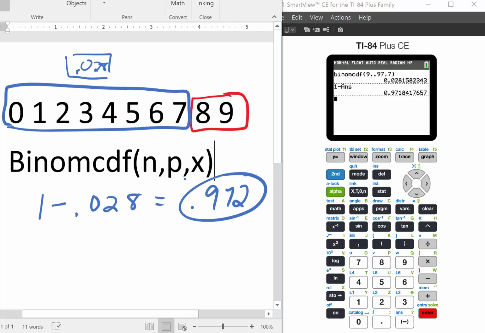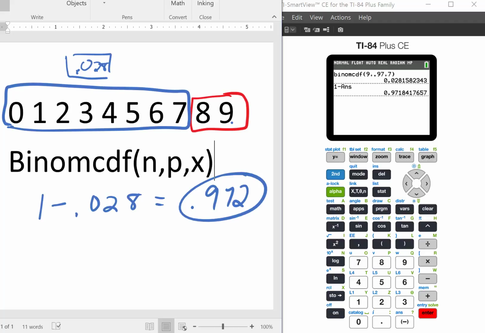It would be nice if the TI had upper bound, lower bound. This particular version does not. I know there are some out there that do, but most students don't have those. So this is a workaround for that. Now, for this one, it is only two values. You could have done binomial PDF with 8 plus binomial PDF with 9. There are also some other little slick ways you can do these. I leave that up to you to Google around and find those if you want to, but those are the two basic ways.